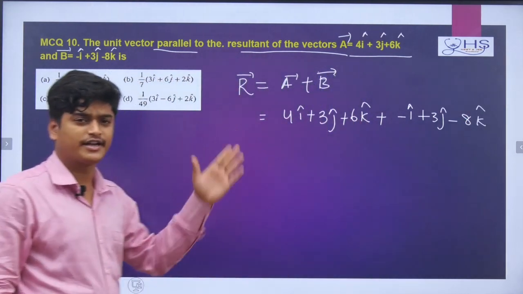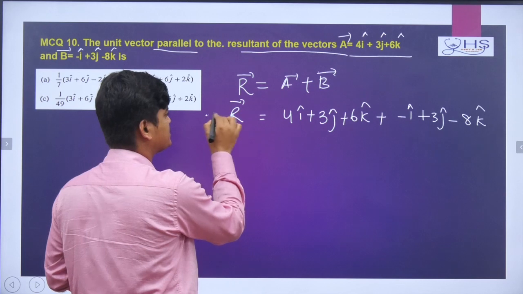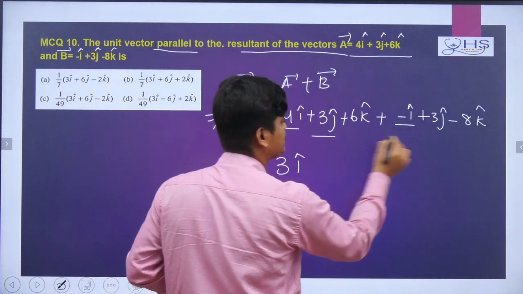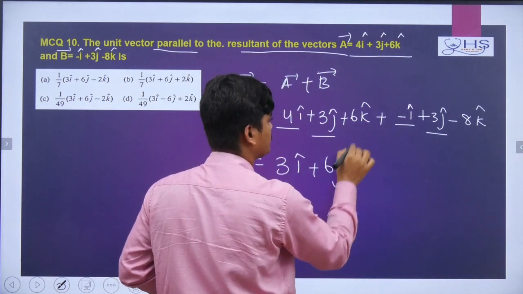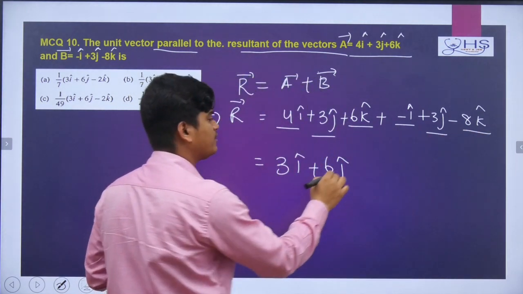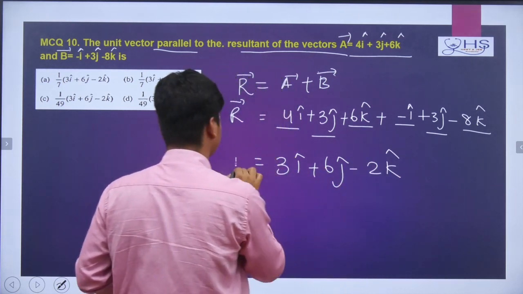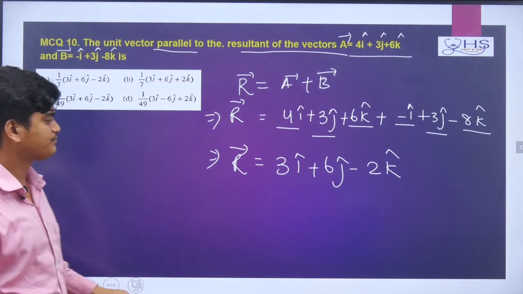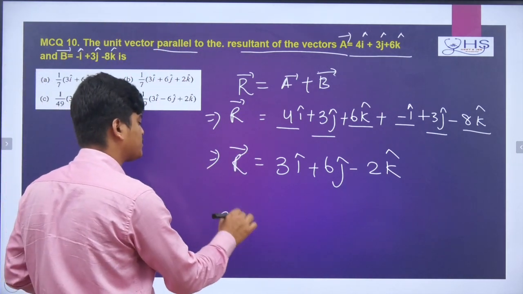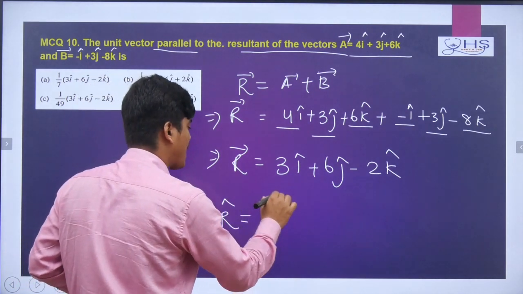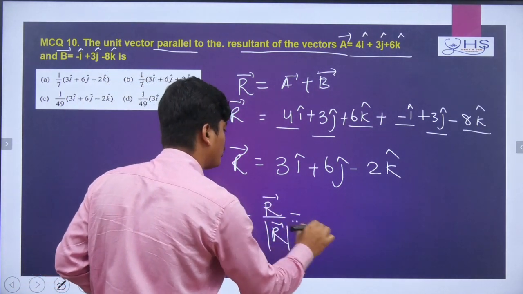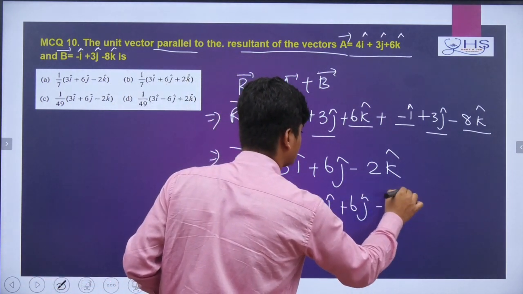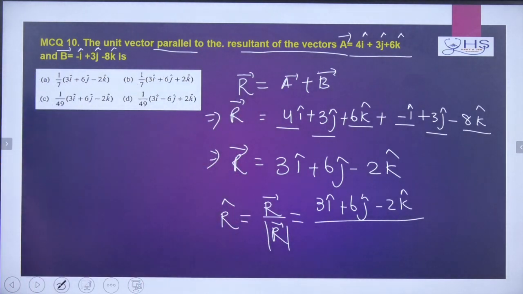Now same thing you do here, find the resultant. So what to do? Just add these things. 4i minus i, if you add it will be 3i. 3j, 3j if you add it will be 6j. 6k and minus 8k if you add, you will get how much? Minus 2k. So this is your resultant vector. But they are asking for the unit vector parallel to the resultant vector. So that means you have to find the unit vector of this resultant vector, that is your r cap. So r cap is nothing but r vector by r vector mod. So it will be how much? 3i plus 6j minus 2k divided by the magnitude of this r vector.